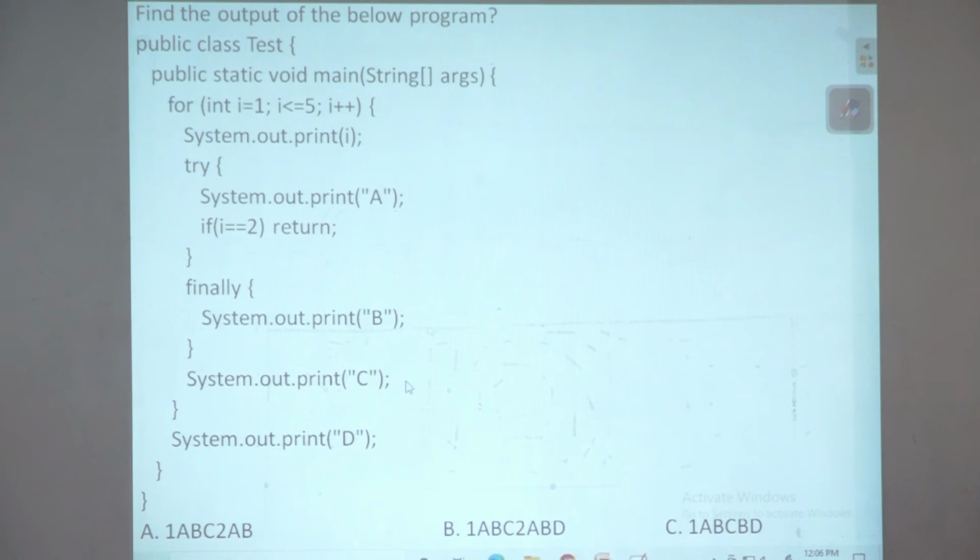Now the try block has finished on that line, but the for is still going on. For is not finished, no? Only try is finished. So D will also come, no? So 1A, B, C, D. Sorry, for. Where is for ending?